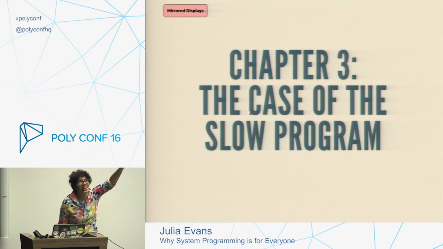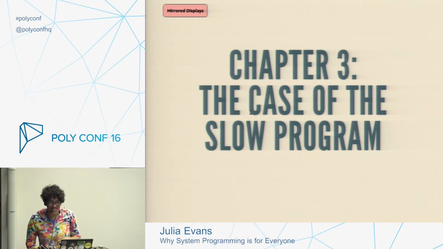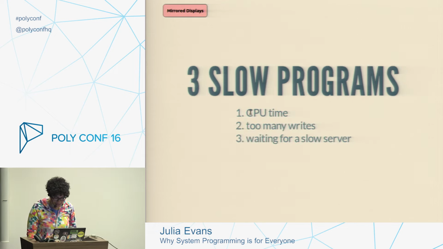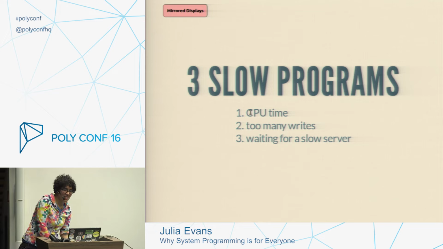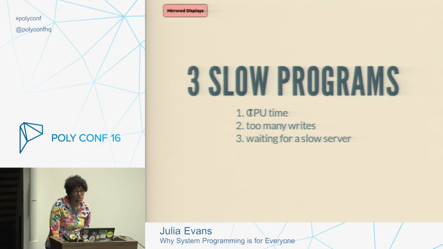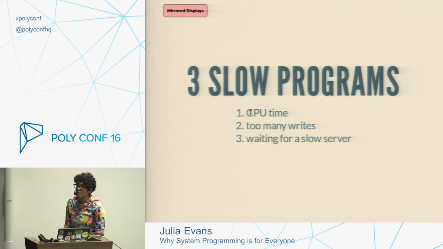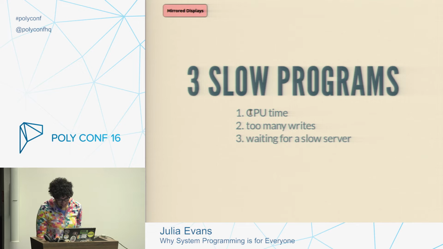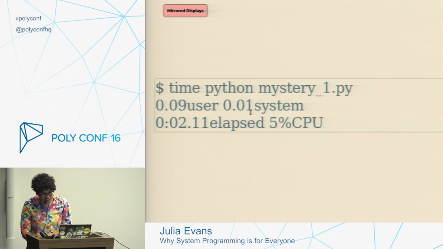Who has slow programs that they want to make fast? Some of you. Making slow programs fast is my favorite. I love it a lot. So I manufactured some slow programs. One of them is slow because it's spending too much time on the CPU, just doing too many calculations. One of them is slow because it wrote too much stuff to disk. And one of them is slow because it's waiting for a server and just sitting there being like, are we there yet? We're going to figure out which one they are without reading the code.